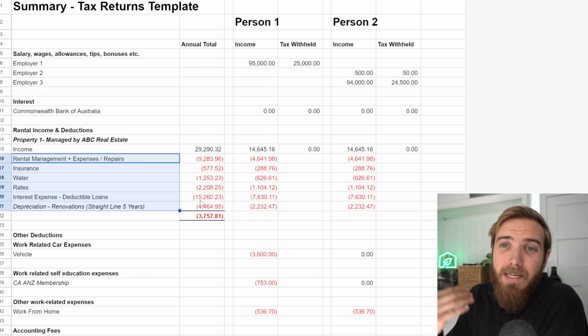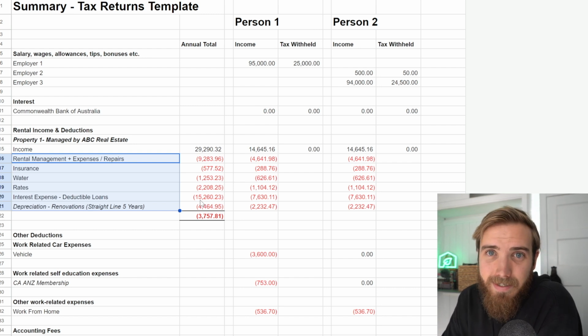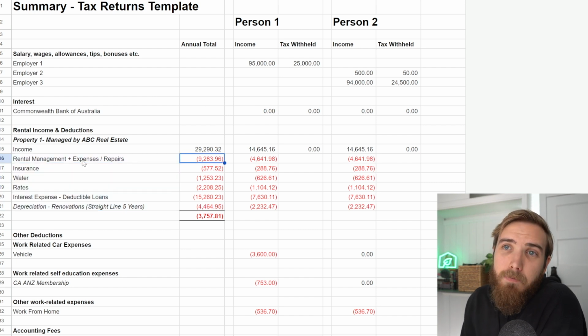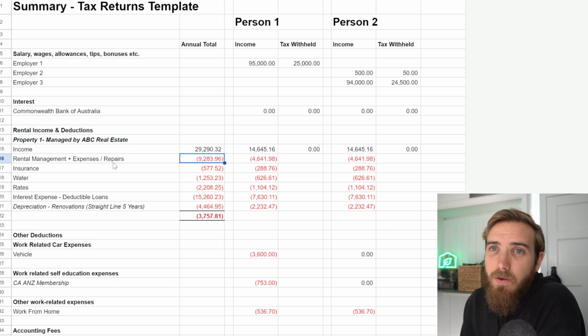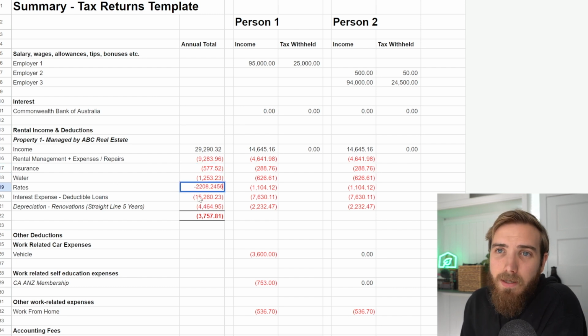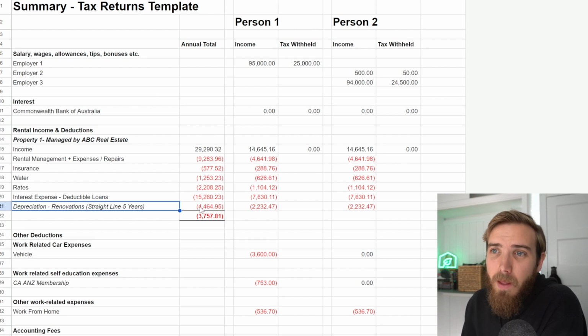We also had various expenses which we can claim as deductions against the income for that investment property. So we had rental management and expenses and repairs of $9,283. We had insurance of $577, water of $1,200, rates of $2,200, interest expense of $15,260, and some depreciation benefits of $4,464.